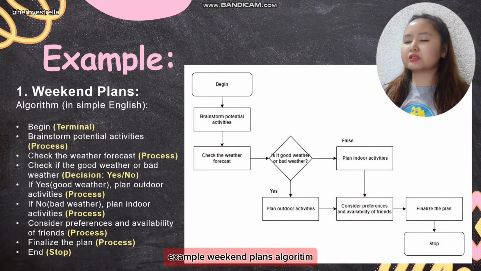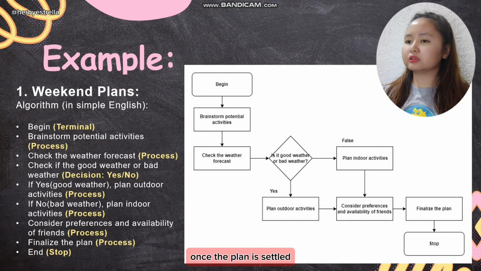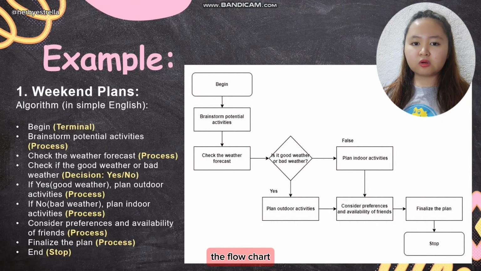Example: weekend plans. Algorithm in simple English. The weekend planning algorithm begins by brainstorming potential activities and checking the weather forecast. Based on the weather condition, whether outdoor or indoor activities are planned accordingly. Factors such as friends' preferences and availability are considered before finalizing the plan. The process concludes once the plan is settled. You can see the flowchart in the picture.